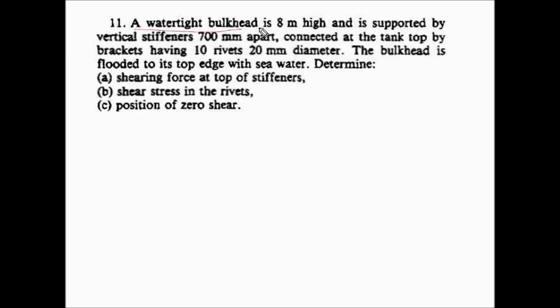A watertight bulkhead is 8 meter height and is supported by vertical stiffeners 700 mm apart. Just now we have seen one numerical, so now you can easily note down the given data. Bulkhead height is 8 meters, so L is 8 meter here. The spacing between the stiffeners we are calling S, that is 700 mm. Convert in meter, it will be 0.7 meter.